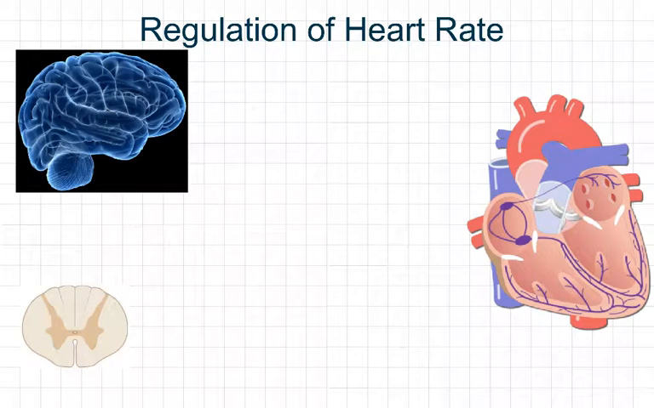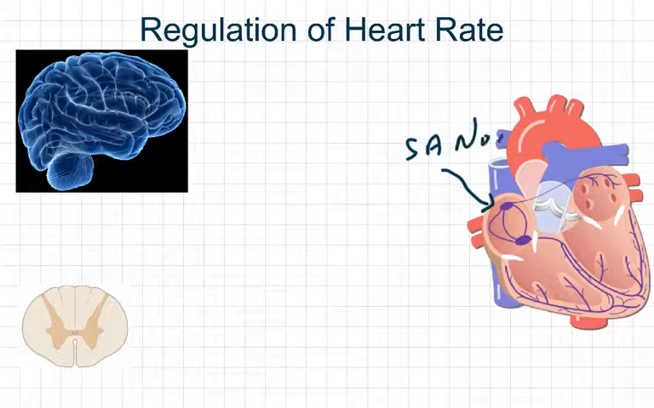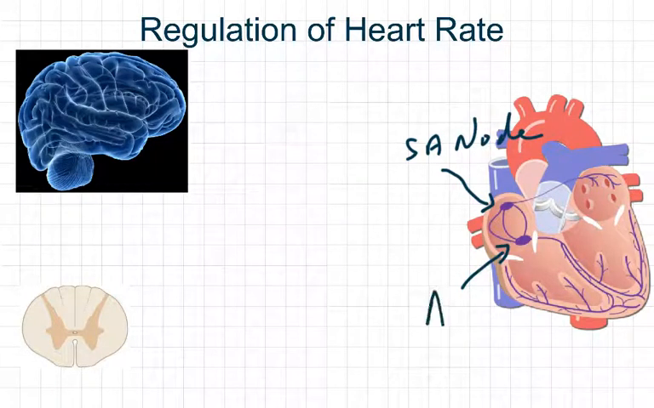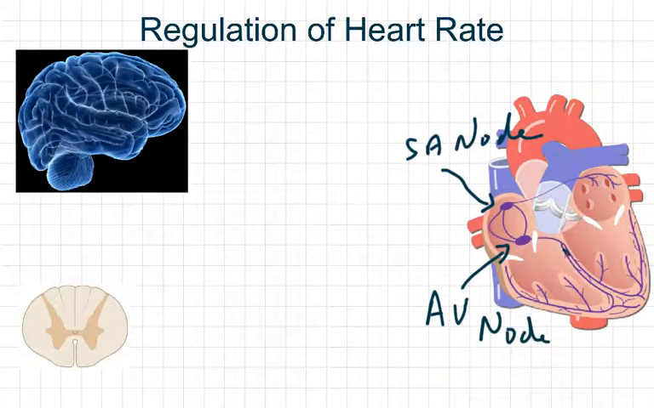Looking at how the autonomic nervous system controls the heart, let's do a quick review of the key electrical components of the heart. Here we have the SA node, and here we have the AV node. And of course, here we have our bundle branches and our Purkinje fibers. This is all stuff we discussed in the last lecture.